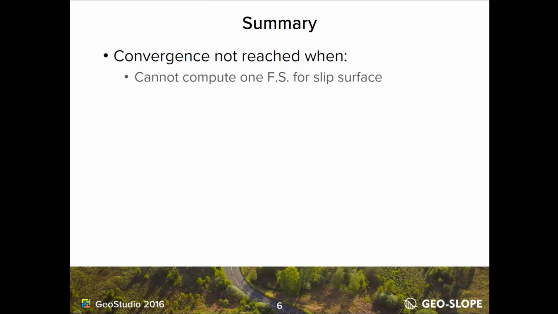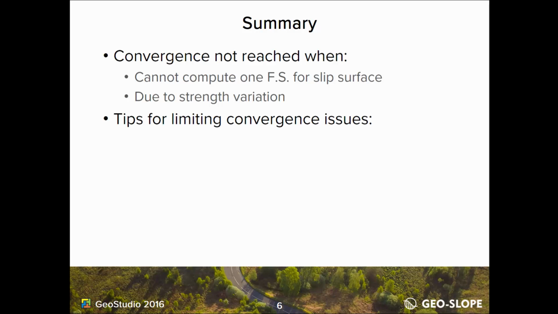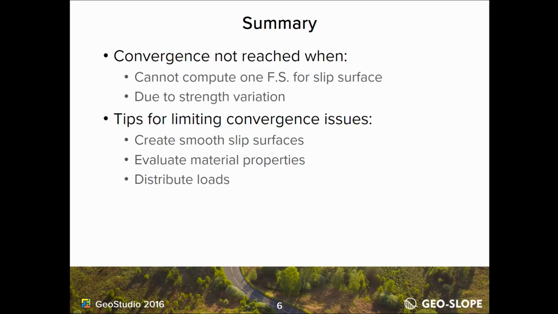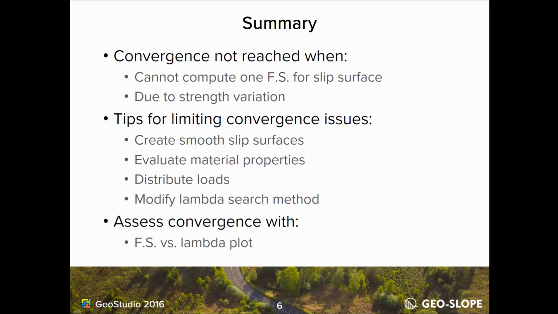In conclusion, convergence issues in SLOPE/W occur when one factor of safety cannot be computed for a given slip surface. These issues are generally caused by strength variation over a slip surface. Convergence issues may be limited by creating smoother slip surfaces, for example by using the grid and radius method, ensuring that the applied material properties are representative of the field conditions, and being conscious of material strength variability, by distributing the applied loads, and by selecting the route finder lambda search method. Finally, the factor of safety versus lambda plot is an important tool for assessing convergence.